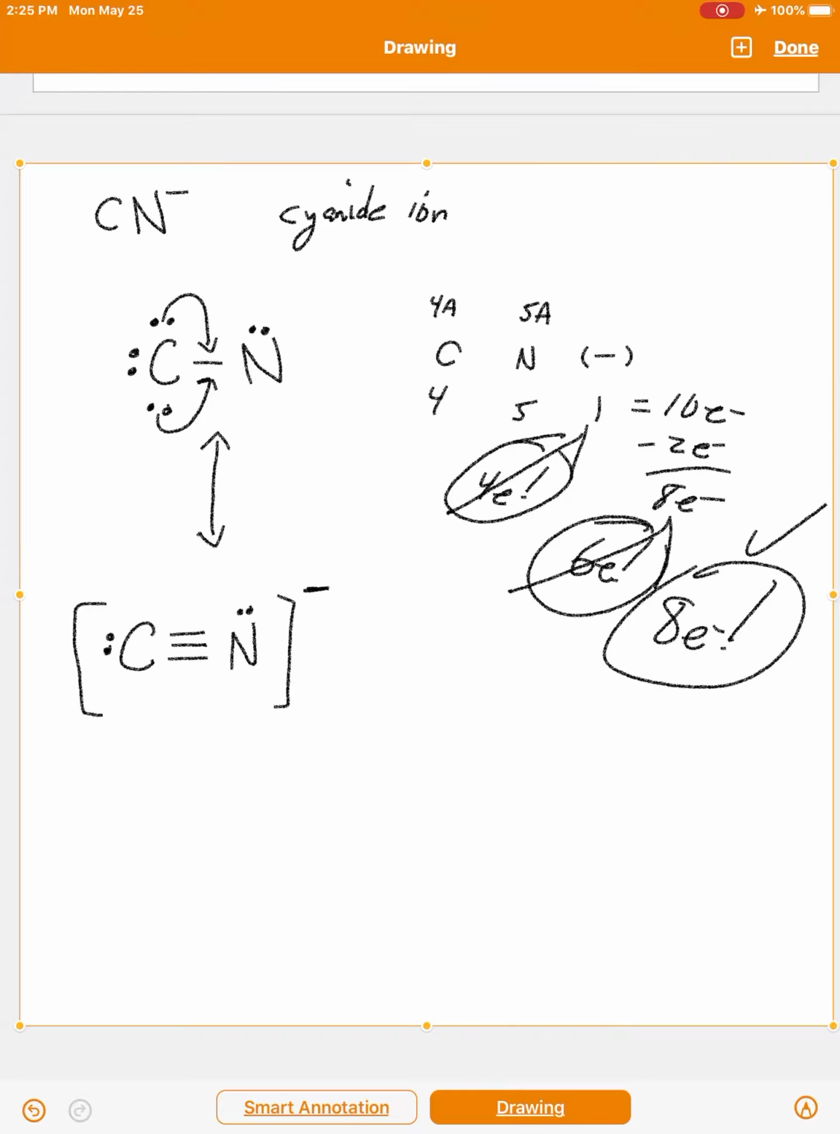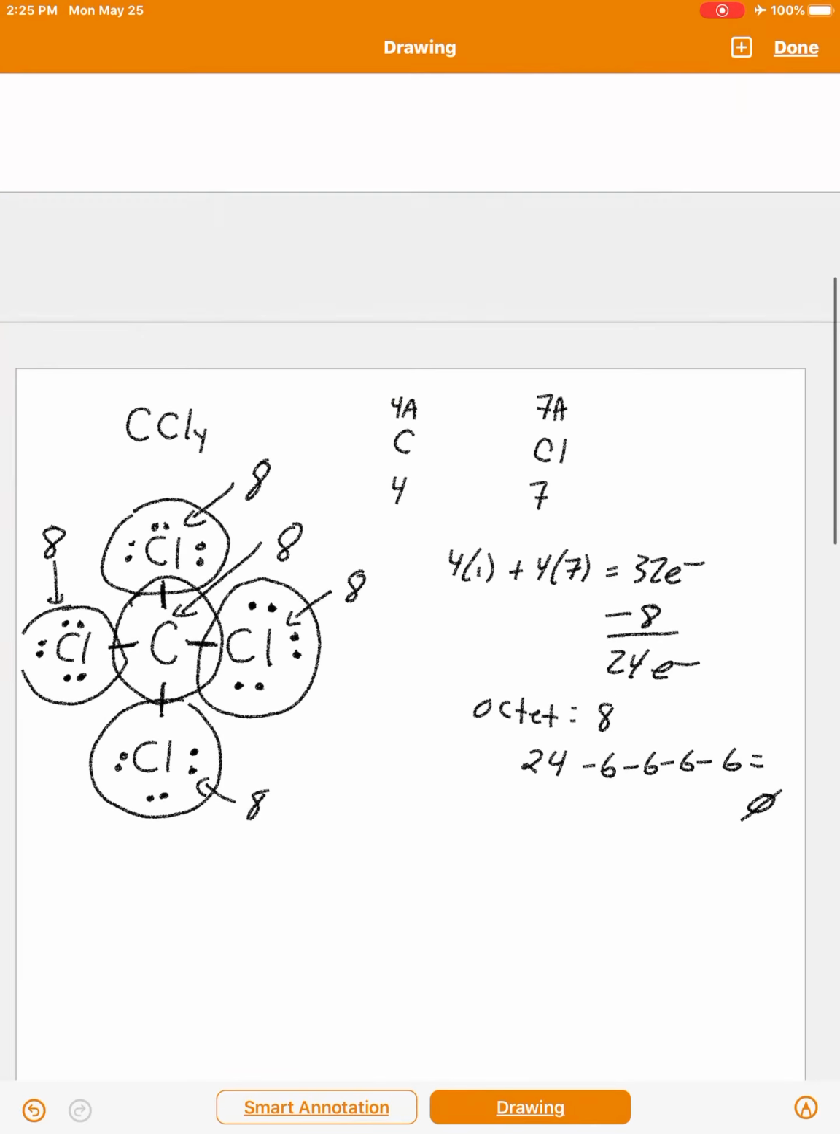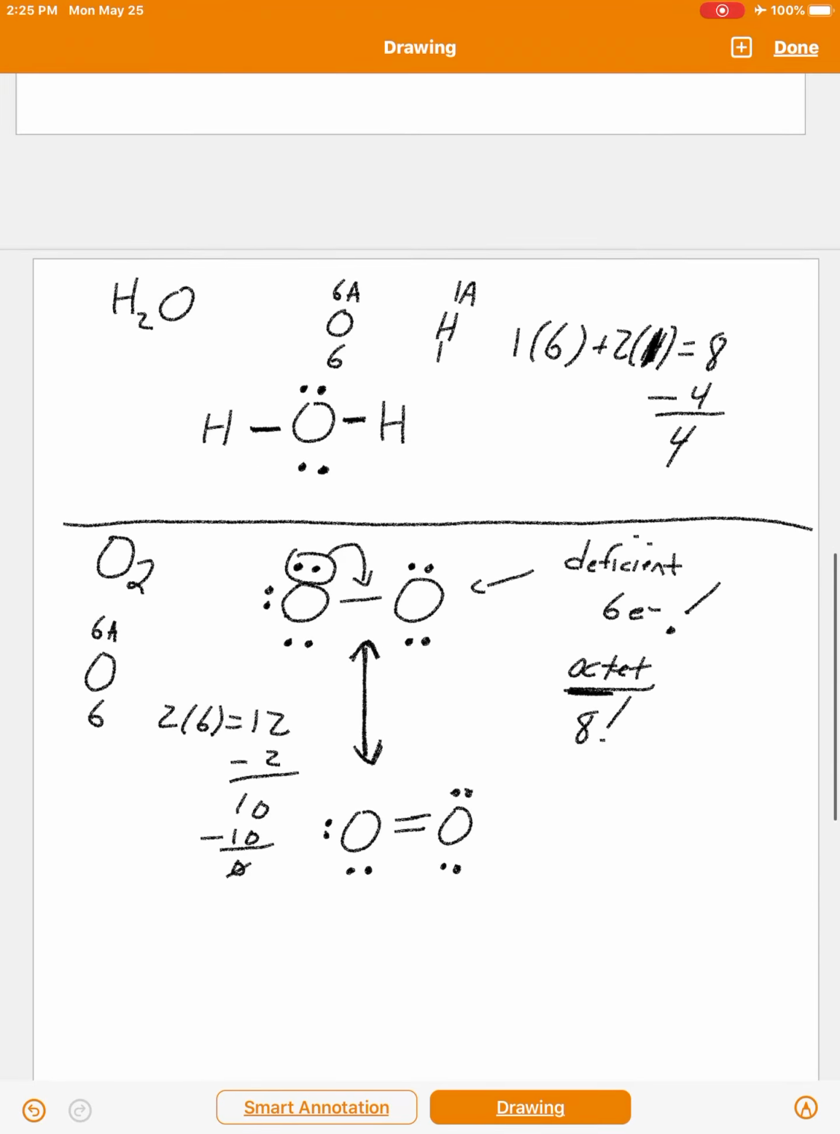So those are the steps for drawing Lewis structures. I've just repeated what's in your textbook under section 8.5. We did cyanide, we did oxygen, we did water, we did carbon tetrachloride, and we did methane very formulaically. Practice the problems.